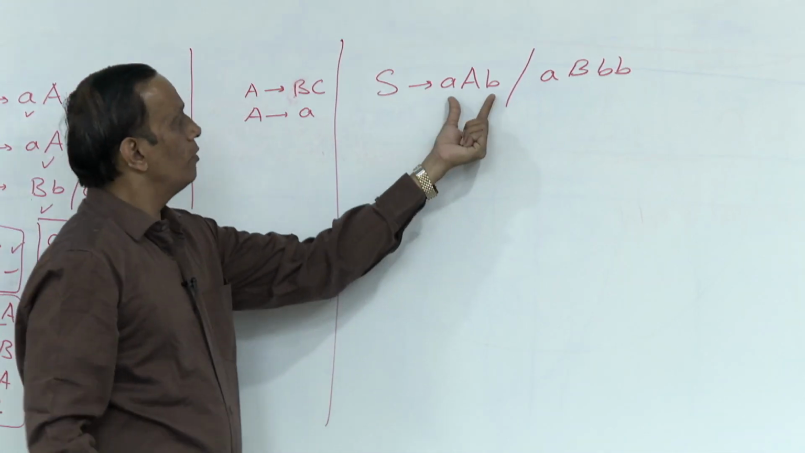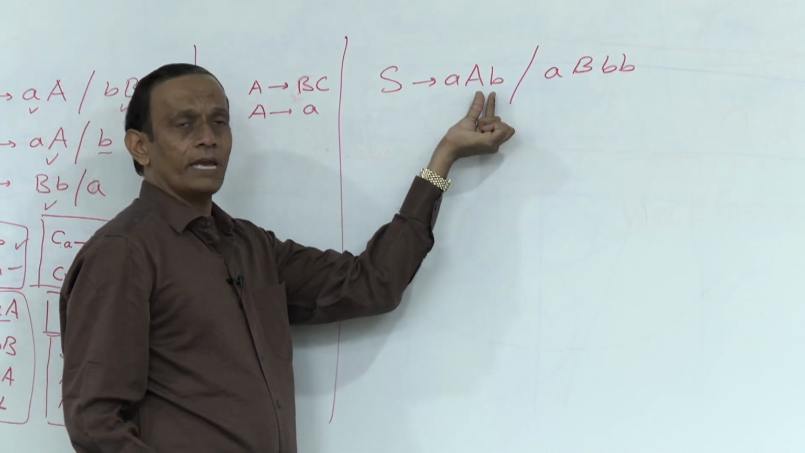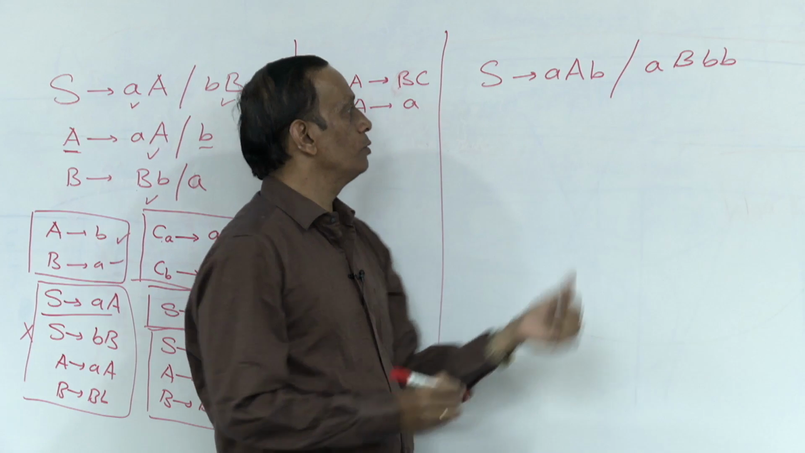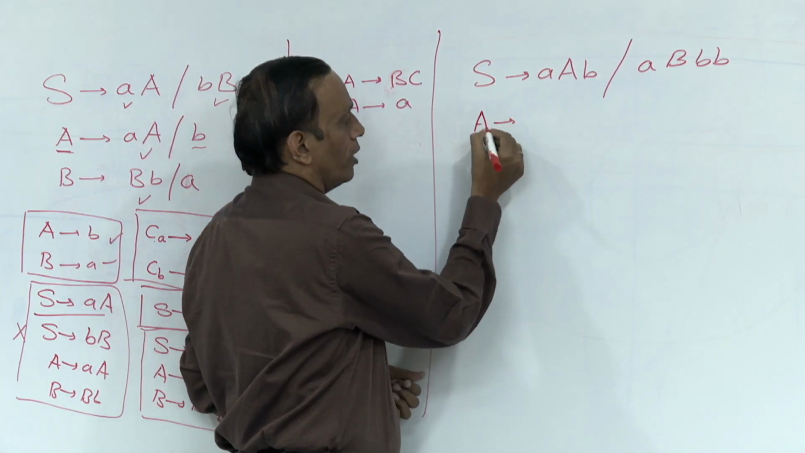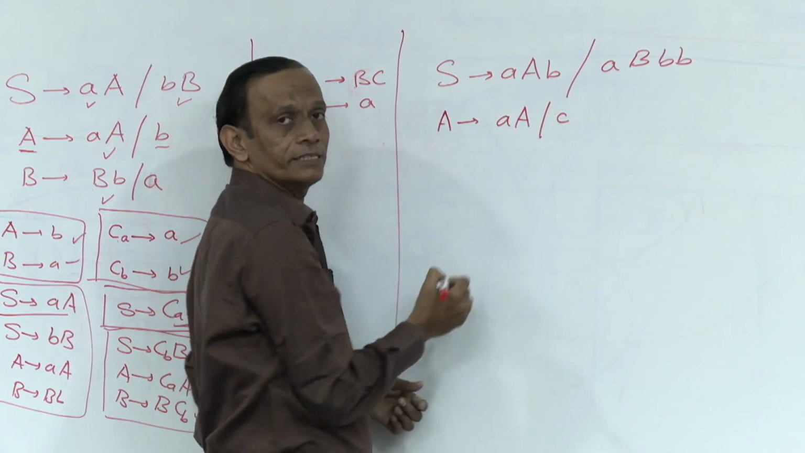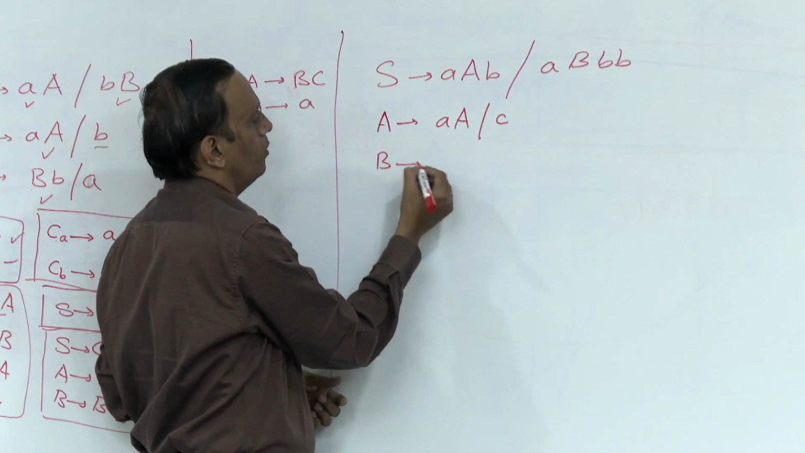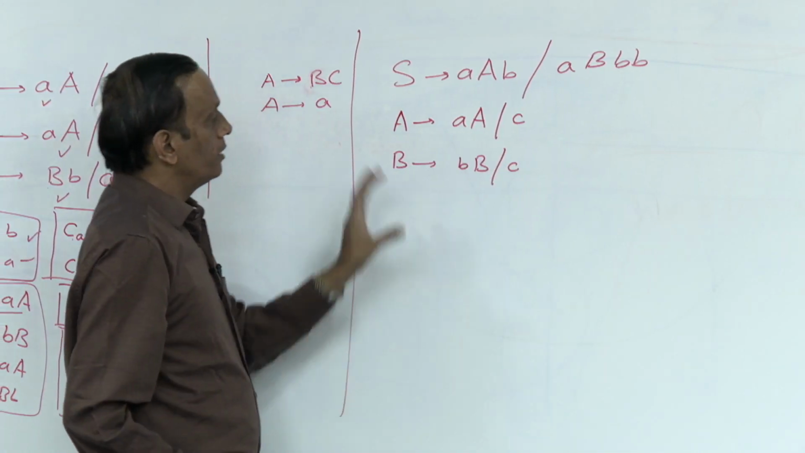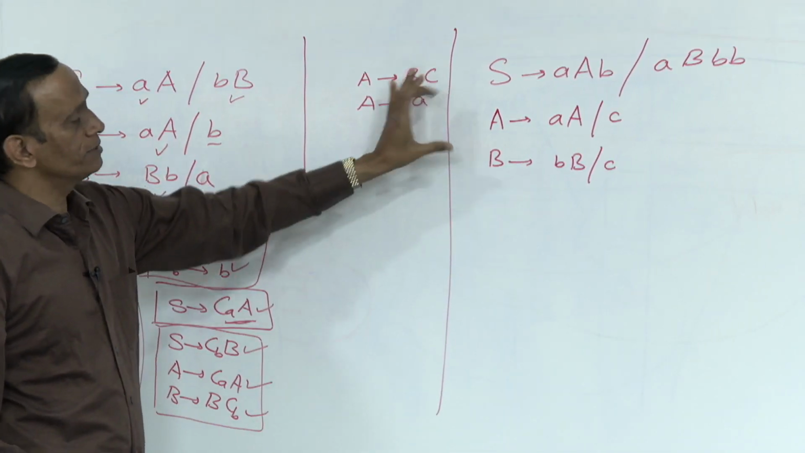For example, I have a production S gives A, capital A, small a, and then capital B and 2 consecutive B's. Now suppose for A I have one production which is like A gives AA and C, and for B I have BB and say C. This is the production set that was given to me.